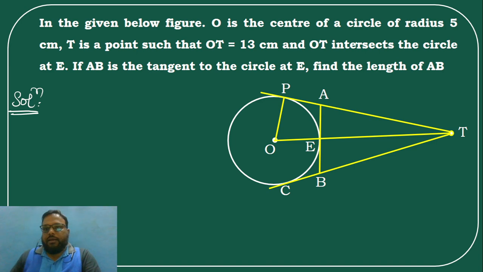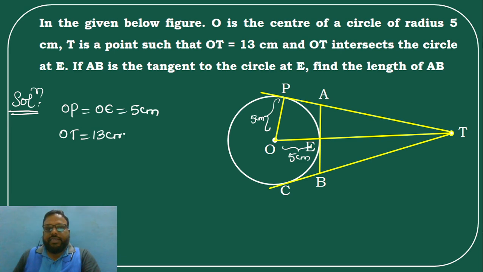First of all, here we have a circle of radius 5 centimeters. That means OP and OE both will be 5 centimeters, because both represent the radius of the circle. So I can write OP equals OE equals 5 centimeters, the radius of the circle. Next, OT is given as 13 centimeters. So here this complete part is OT.